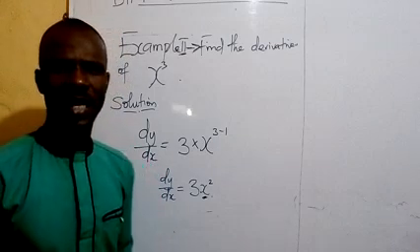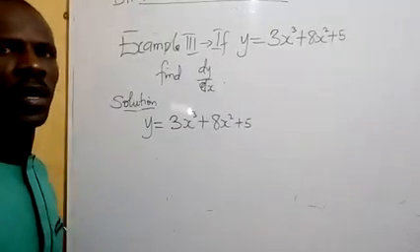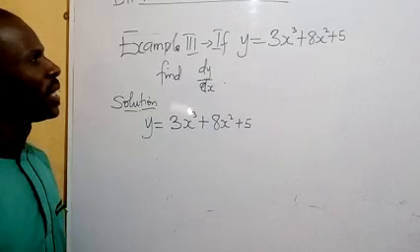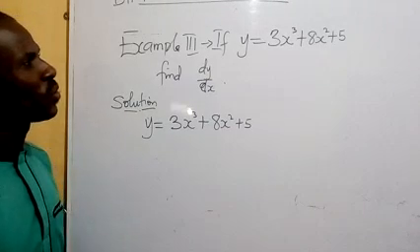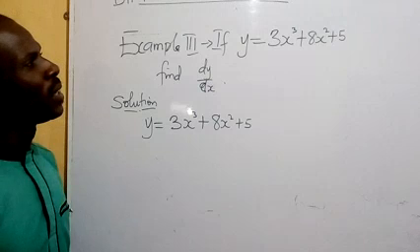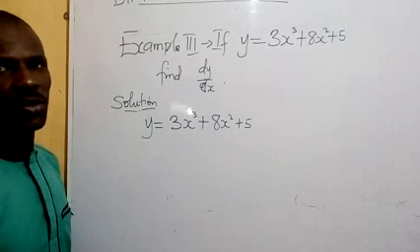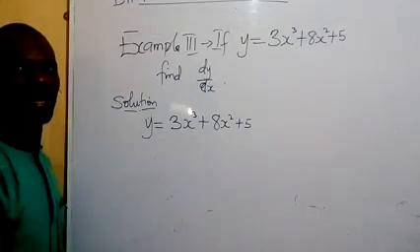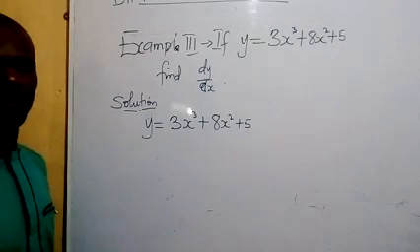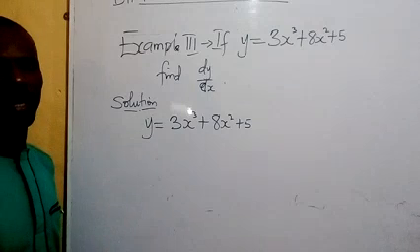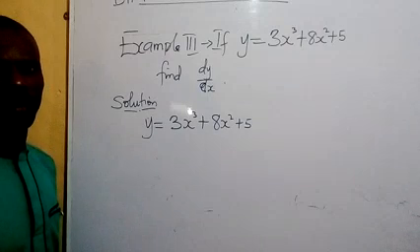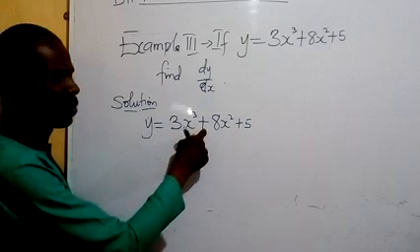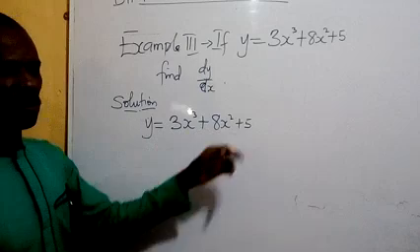Now let's look at another example, example 3. If y equals 3x cubed plus 8x plus 5, find dy/dx. How do we do this? We apply the same method.